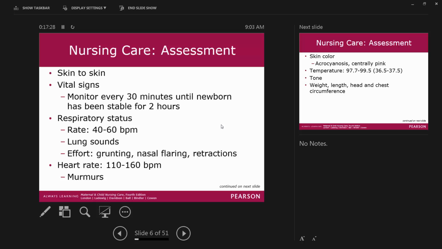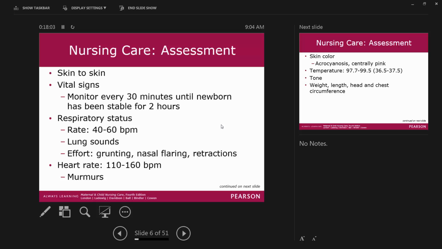We're assessing the respiratory rate. Normal respiratory rate is 40 to 60. We'll be listening to lung sounds, and we'll be evaluating whether we have grunting, nasal flaring, or retractions. Okay? Grunting is that cute little sound that parents will say, oh, listen, my baby's singing. And that sounds super sweet, doesn't it? But what that means is baby's trying to create pressure in their lungs, okay, so that they can get the fluid out and get the oxygen in. So it means something bad, although it sounds very precious.